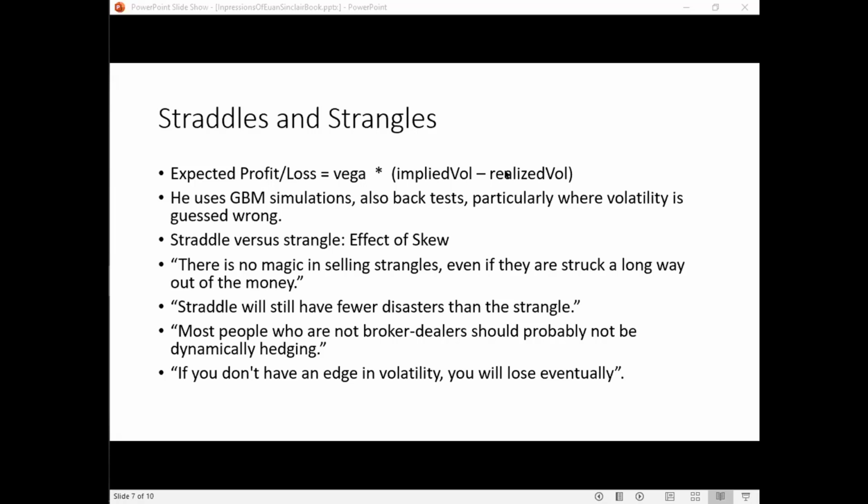Does this also mean that if you have a positive vega position, that you should only be doing that? Let me put it the other way. If you have a negative vega position, you should be expecting vol to increase? The other way around, right? If you've got a negative vega position, your hope is that volatility will decrease in order to make money. Yeah, that's correct. Now he uses GBM. Go ahead.